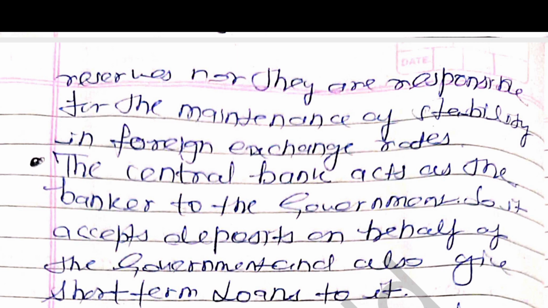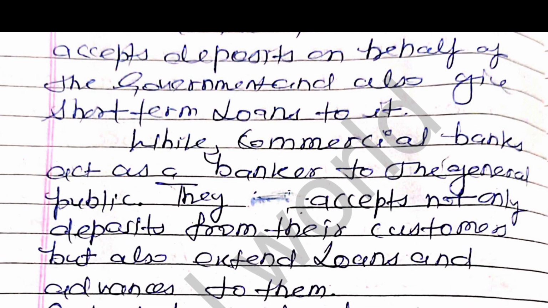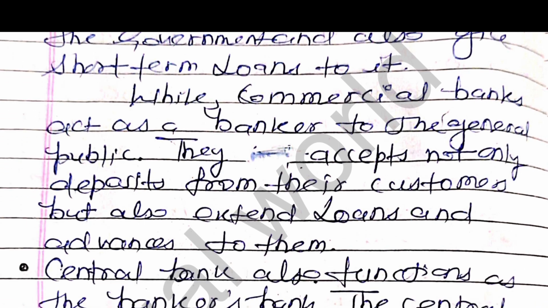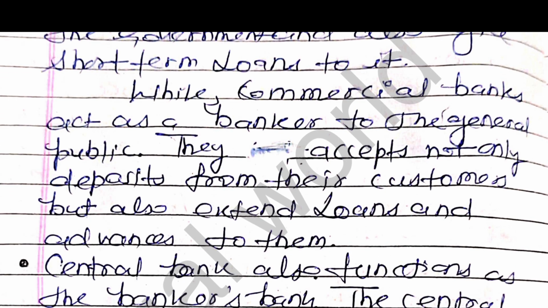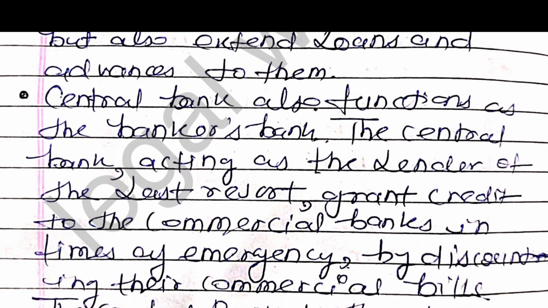Next, the central bank acts as a banker to the government, so it accepts deposits on behalf of the government and also gives short-term loans to it. On the other hand, commercial banks act as bankers to the general public, and they accept deposits from their customers and also extend loans and advances to them. The next difference is that the central bank also functions as the banker's bank, acting as the lender of last resort and granting credit to the commercial banks in times of emergency and by discounting their commercial bills.